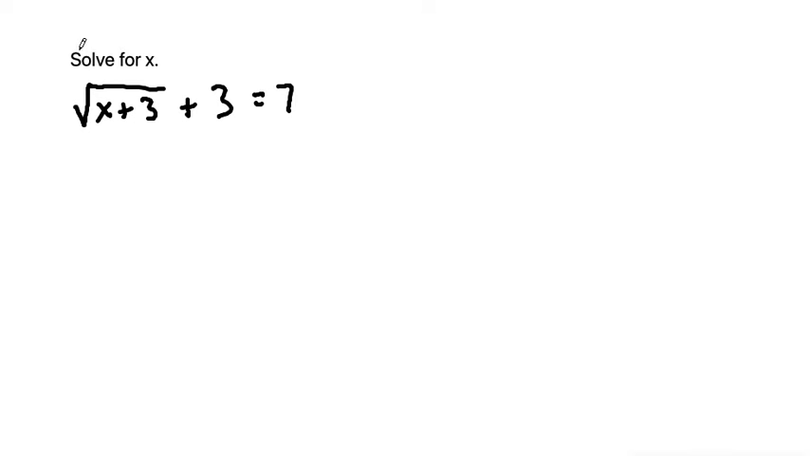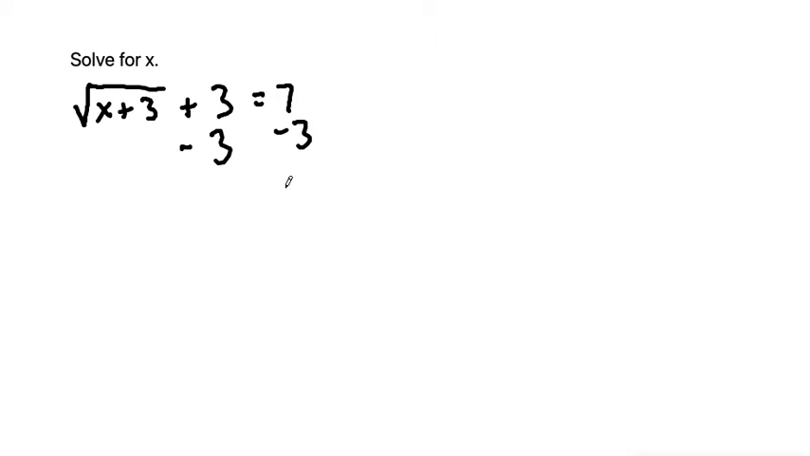So this problem says solve for x. What we want to do when we're trying to solve for x is to get the x by itself on one side of the equal sign. So since our x is under a square root, let's get the term that's not under the square root onto the other side. We can move the plus 3 because subtracting 3 would turn that into 0.